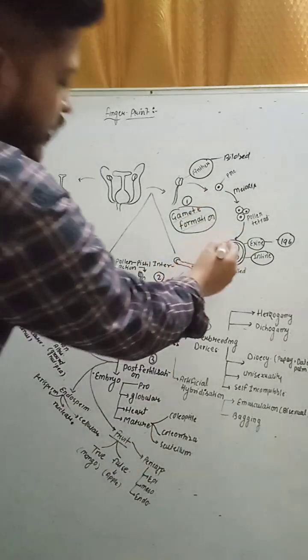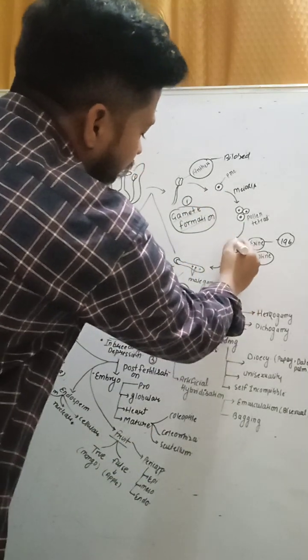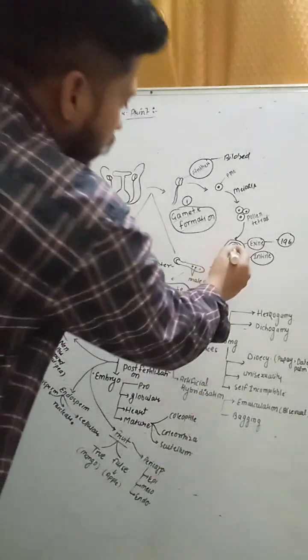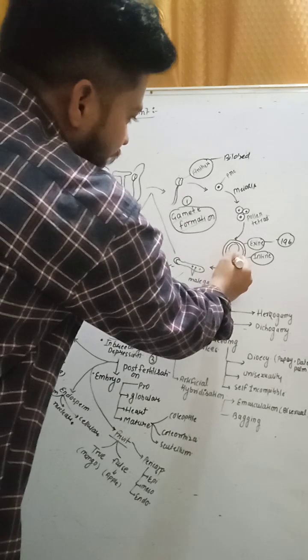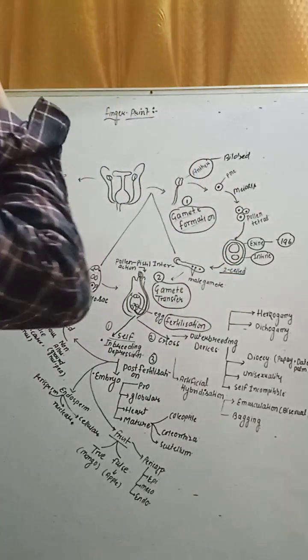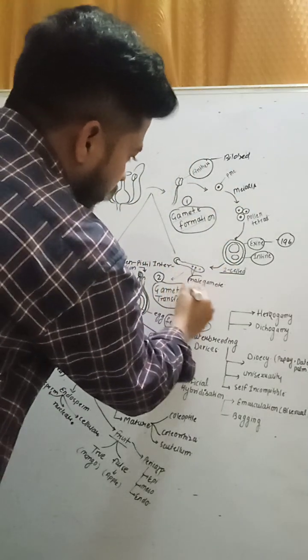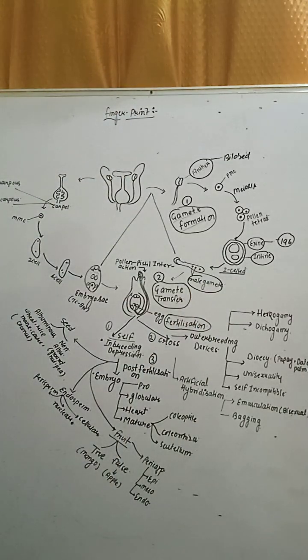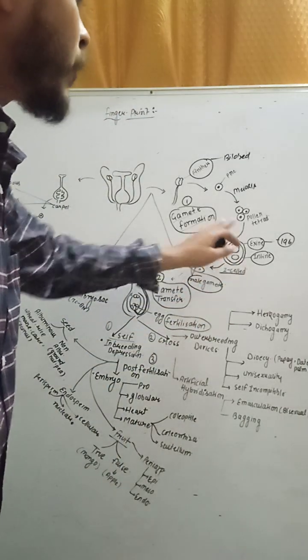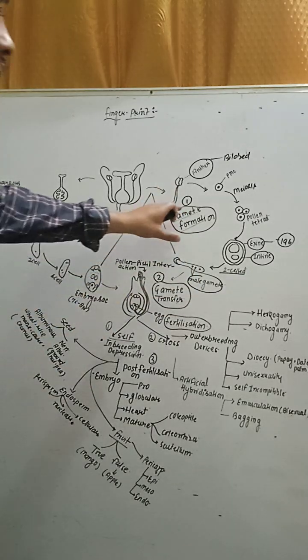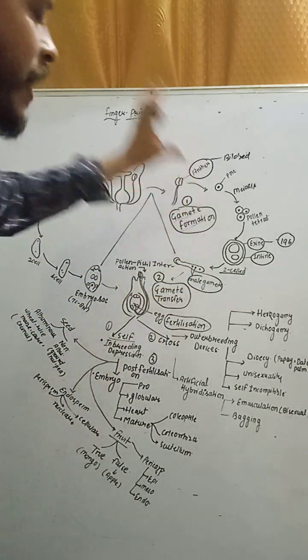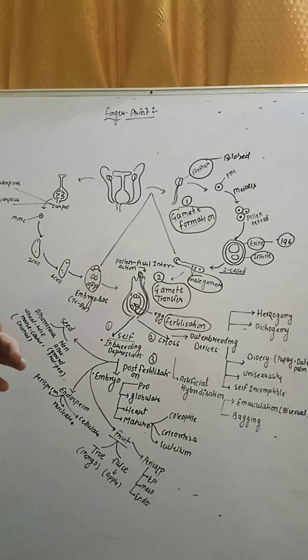Clear? This is a two-cell pollen grain, one large cell that is called vegetative and one small that is called generative. This is called two-cell pollen, and this generative cell undergoes division and forms two male gametes. Okay, so this pollen grain is the male gametophyte, and these are the two male gametes. This is the process of gamete formation. This is a pre-fertilization event. Clear to all?